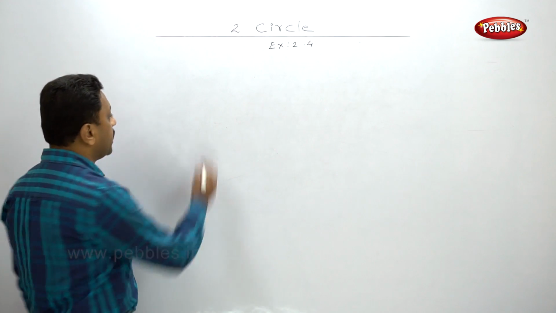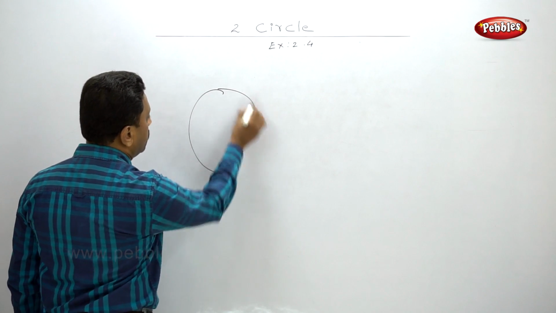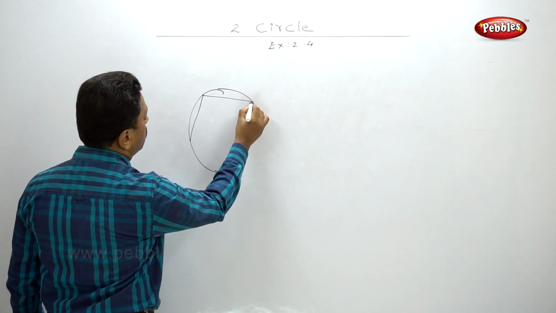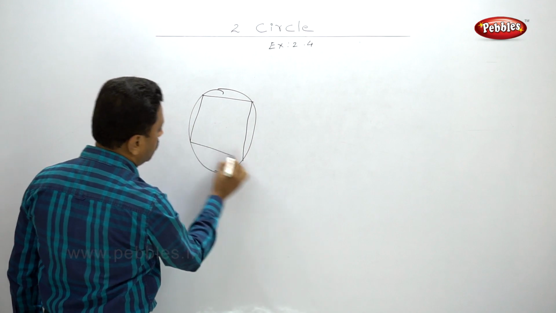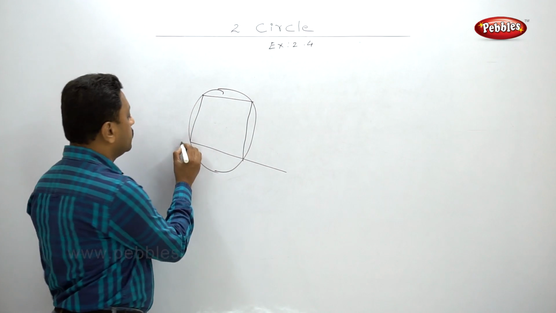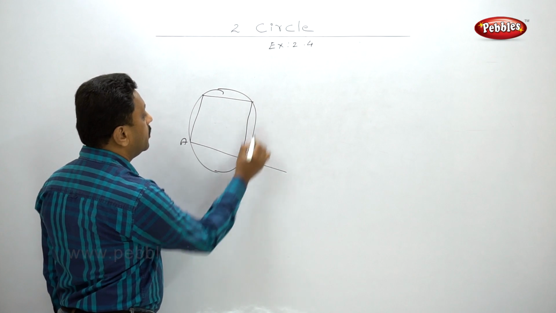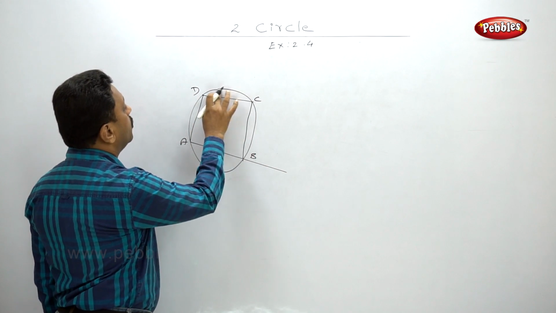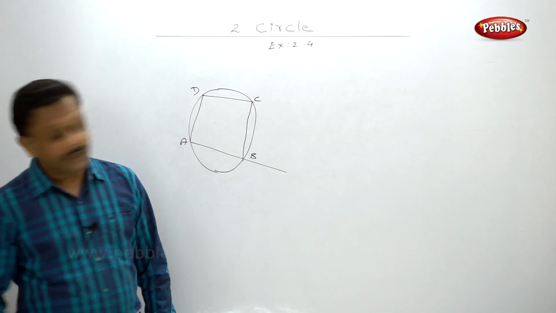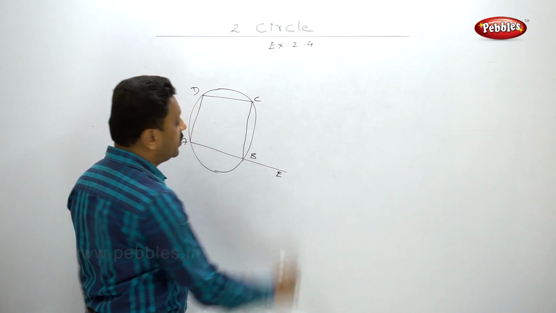Let us go for the 7th example. Cyclic quadrilateral ABCD is given. Let us draw one cyclic quadrilateral. It is extended here. ABCD. ABCD. Don't look at my figures. Draw your own figures. Okay. And then this extension is E here.